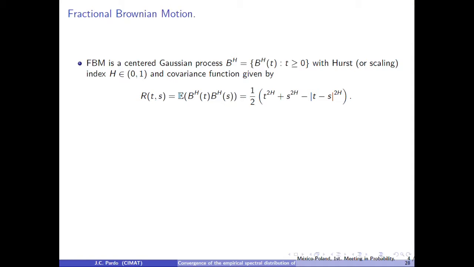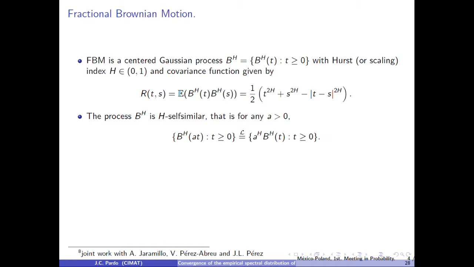Let me remind what the fractional Brownian motion is. Fractional Brownian motion is a centered Gaussian process with Hurst or scaling index H between 0 and 1 and covariance given by the following covariance function. This is well known. It turns out that this process is H self-similar, meaning that if we take the fractional Brownian motion evaluated at at, for a positive and fixed, this process has the same law as a to the power H, a dilation of the space, times this process evaluated at t.